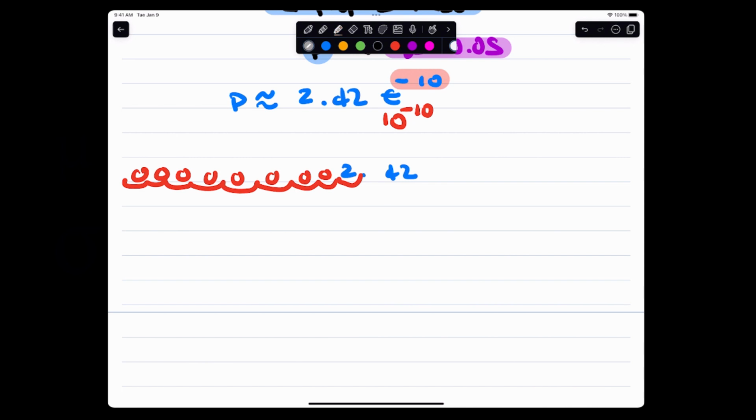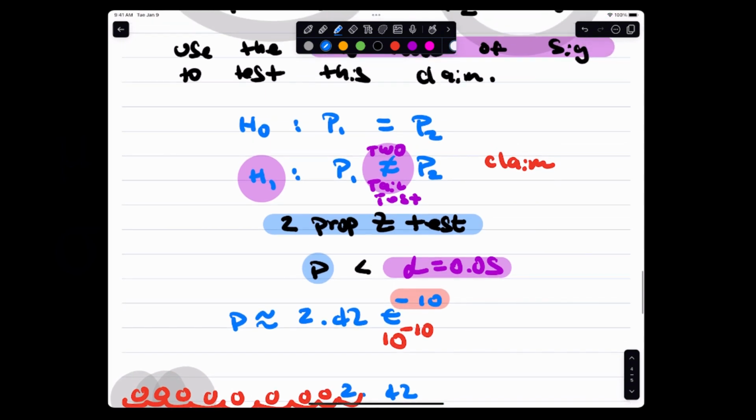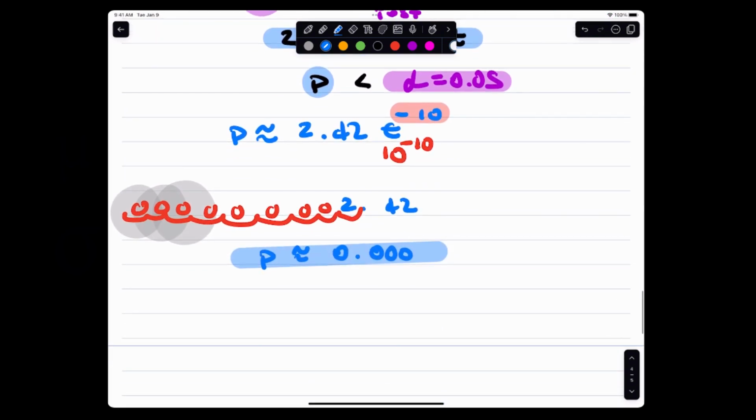If we approximate to the nearest thousandths, what is your p-value approximately? Do you guys know? P is approximately what? 0. Okay. If P is approximately 0, what do you guys know? What does this actually mean?